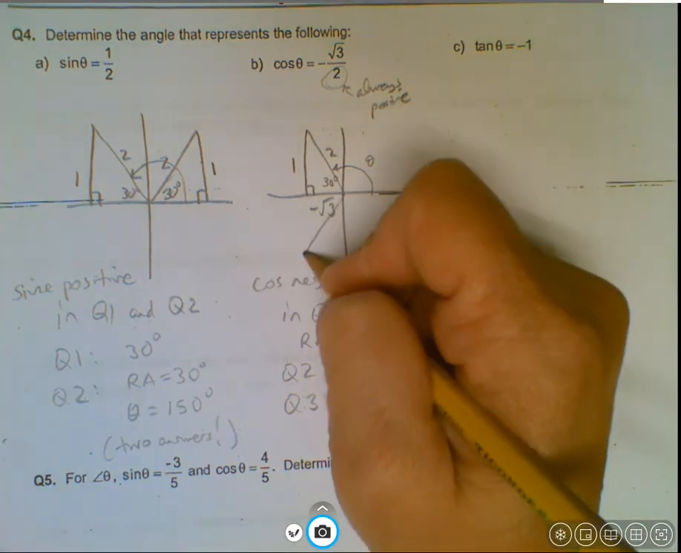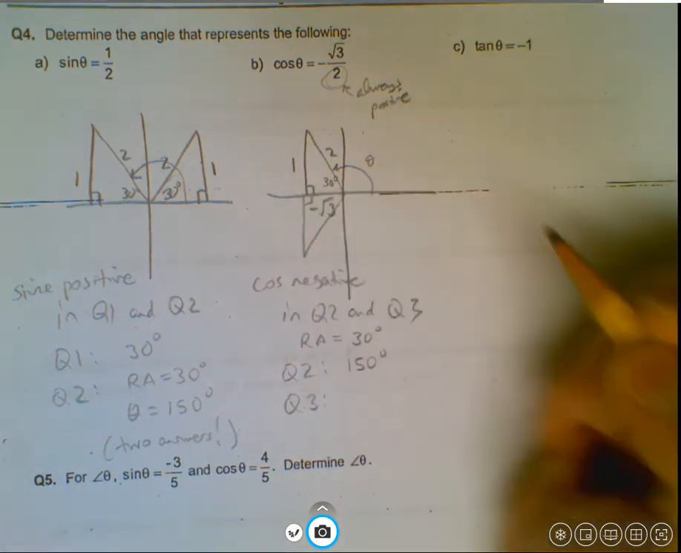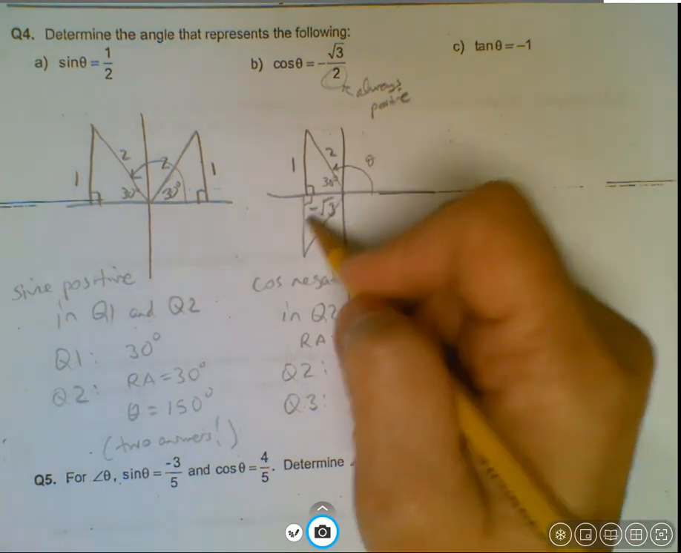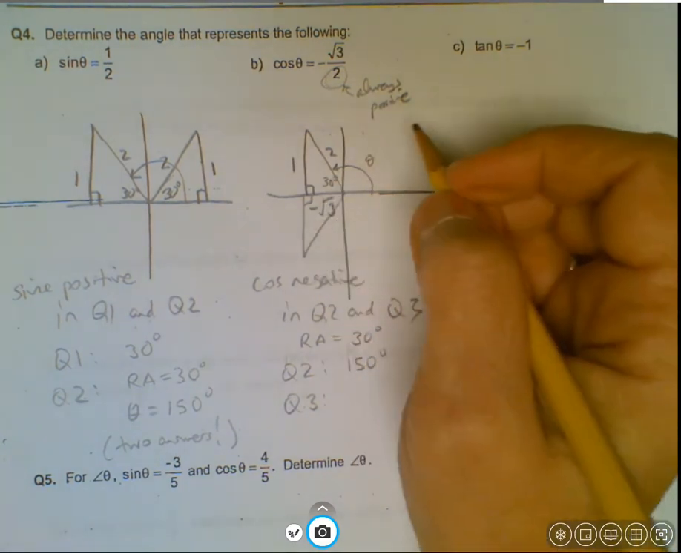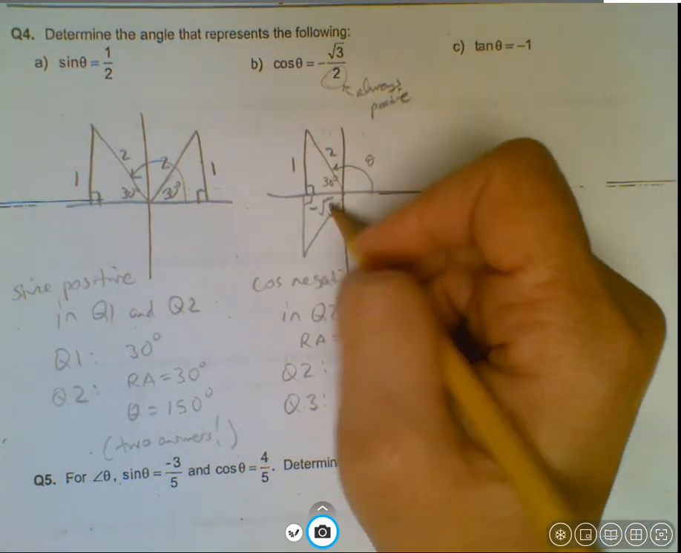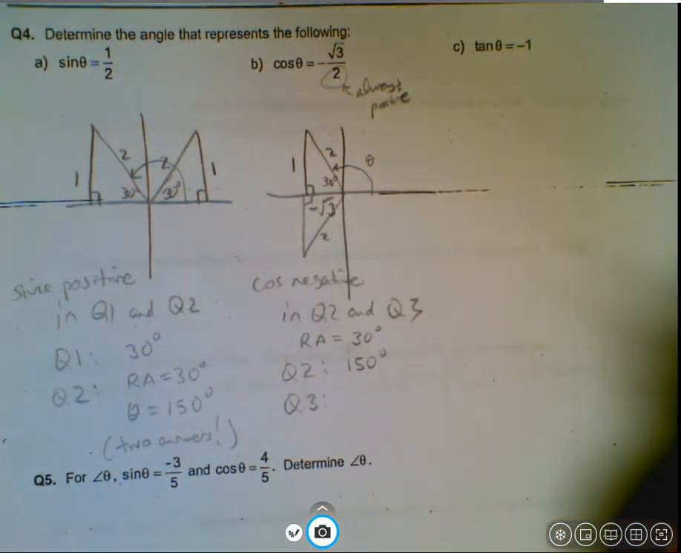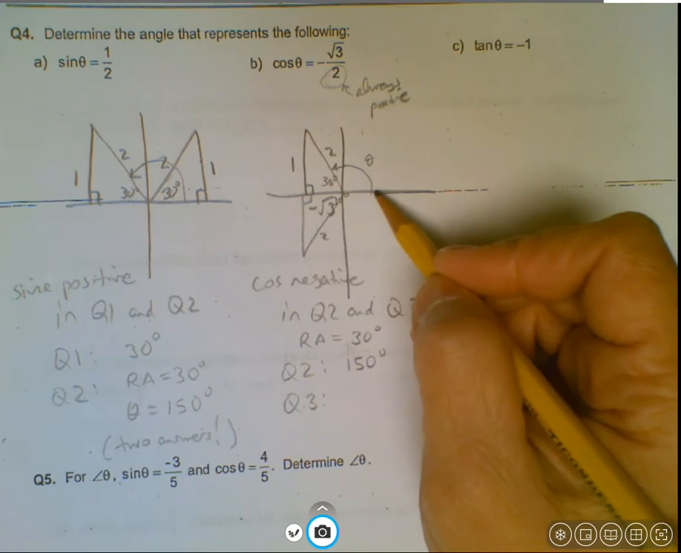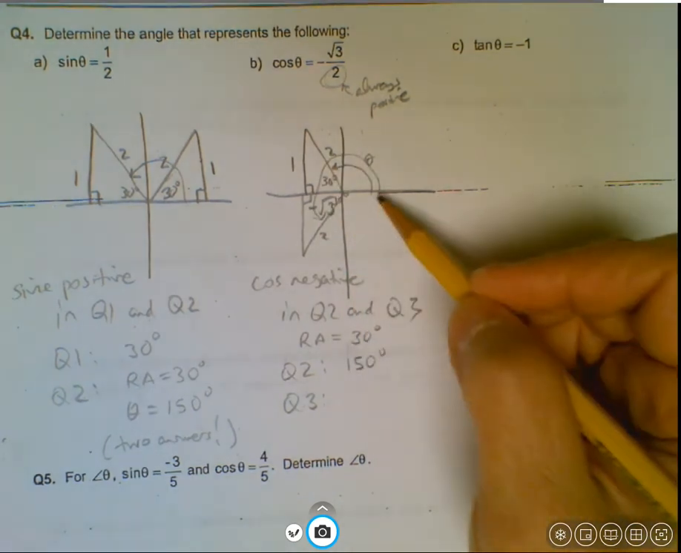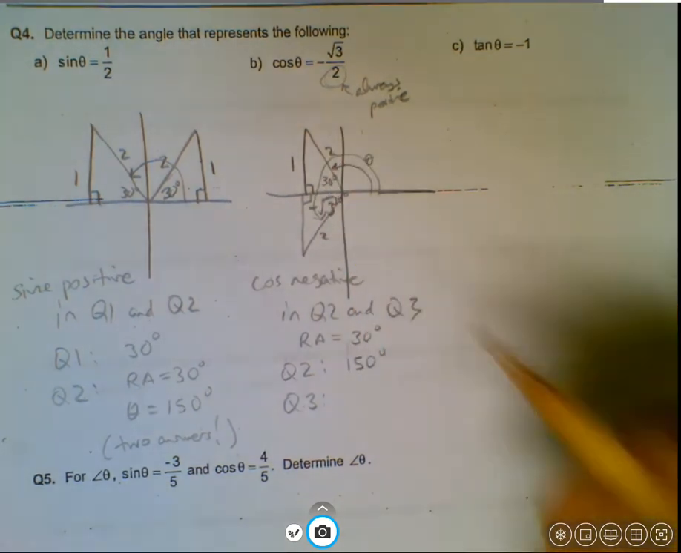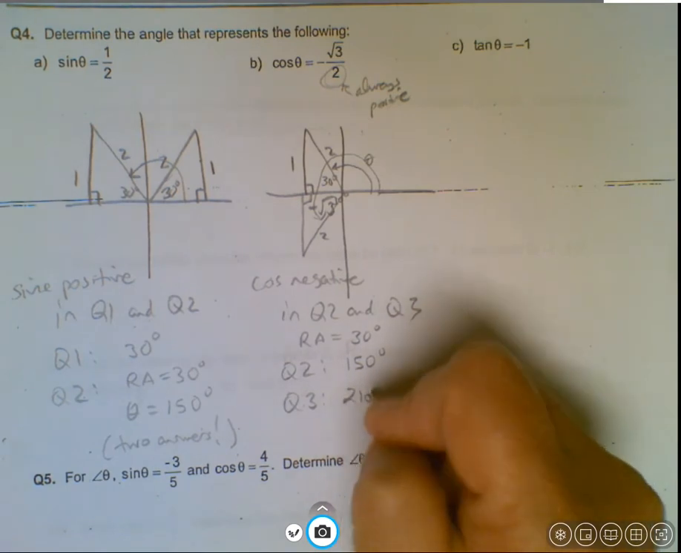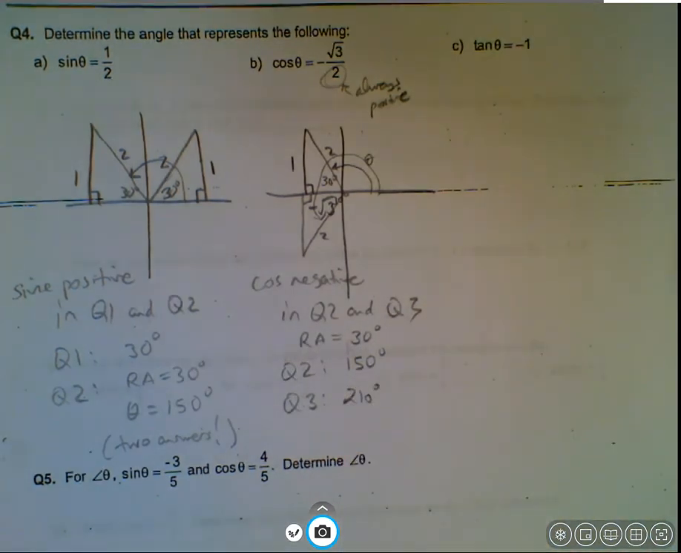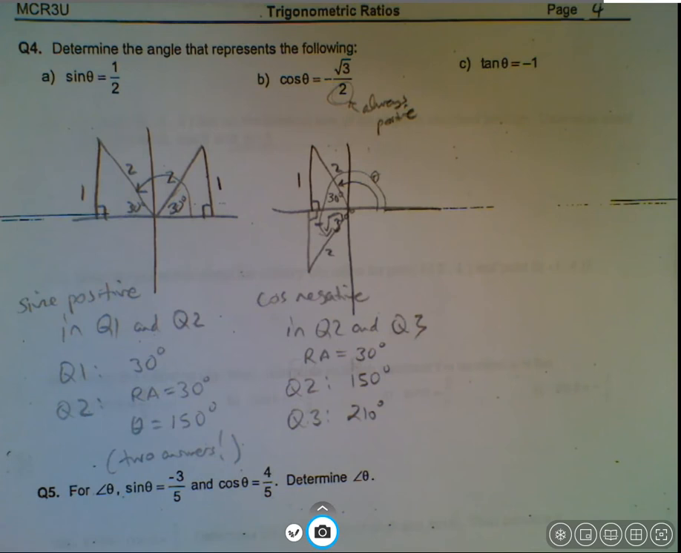My second answer is I'm going to draw the triangle in quadrant 3. And so in quadrant 3, there's my negative root 3 and there's my 2. The related angle is still 30 degrees, but to measure theta in quadrant 3, I've got to go all the way to 180 plus another 30. So it's 210 degrees. It's two answers again, 150 and 210.